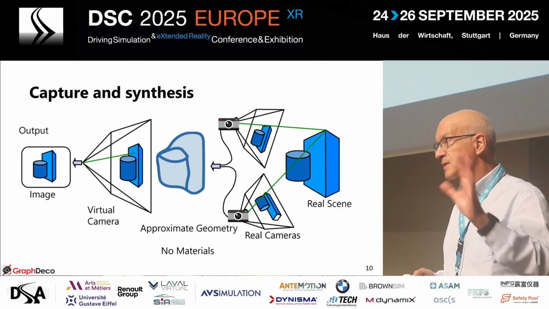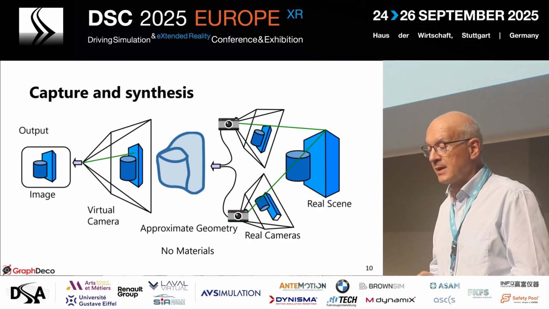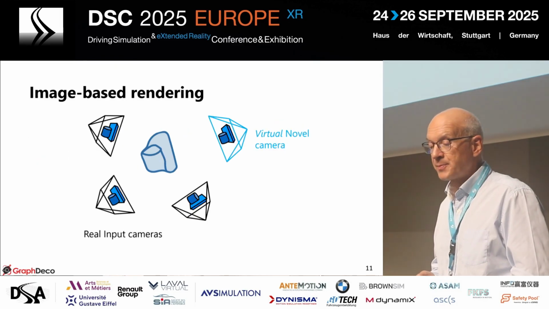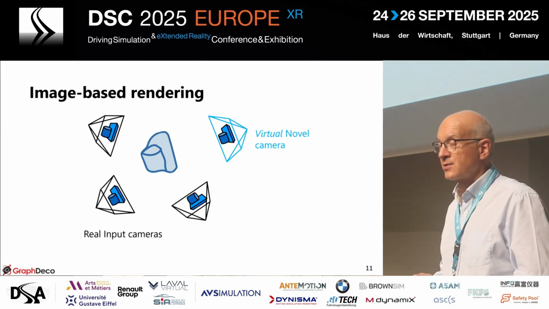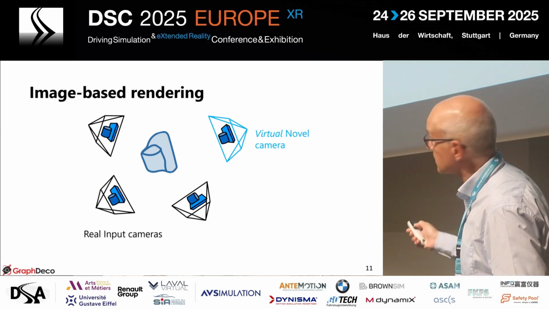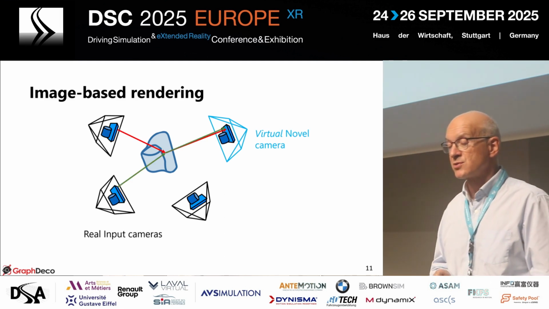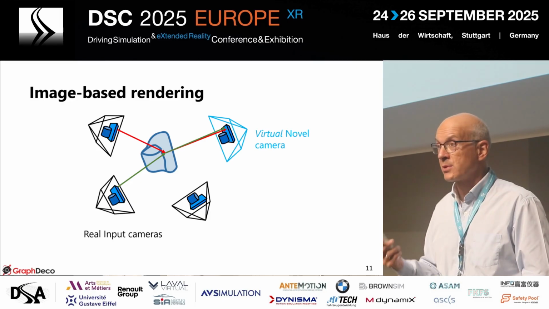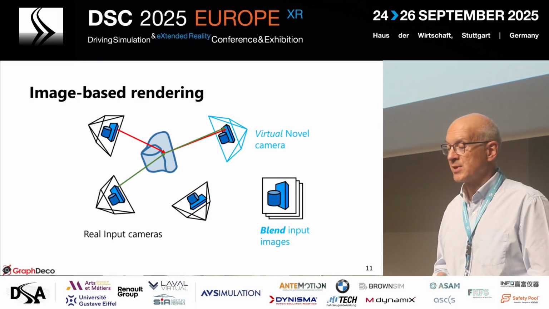So this is the state of things when I started working on this more than 20 years ago. And what people started developing is what we call image-based rendering. So the idea is that, yes, the geometry isn't great, but we have lots of information in the images, so we'll just project the pixels from the images using the geometry into the novel view where we want to look at from, and then we just need to blend the input images.